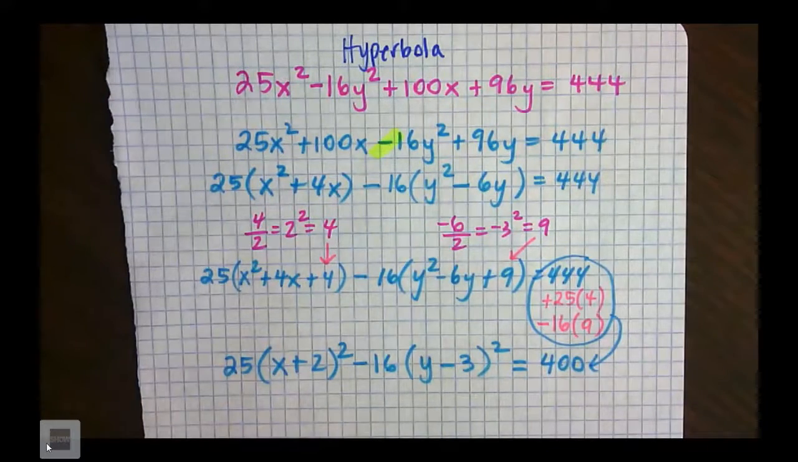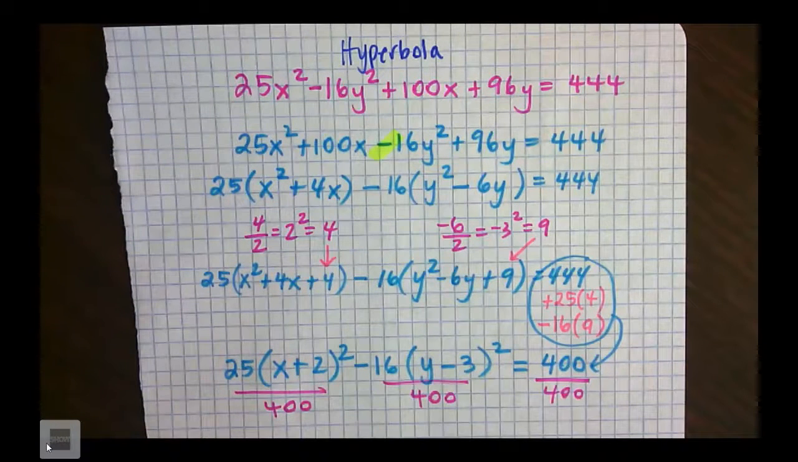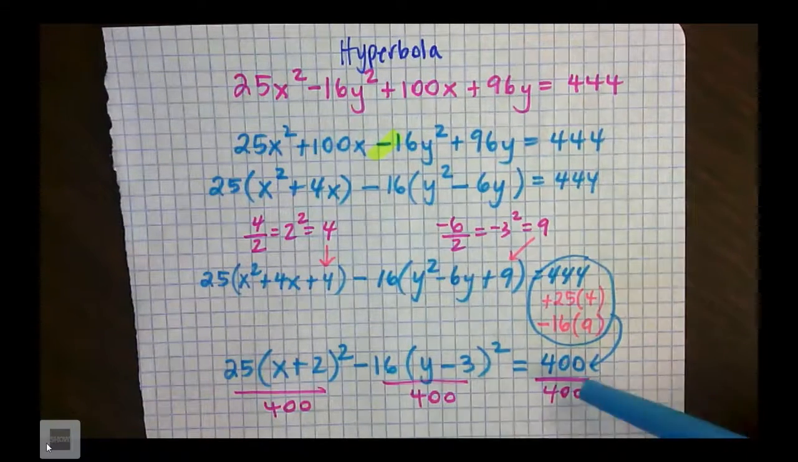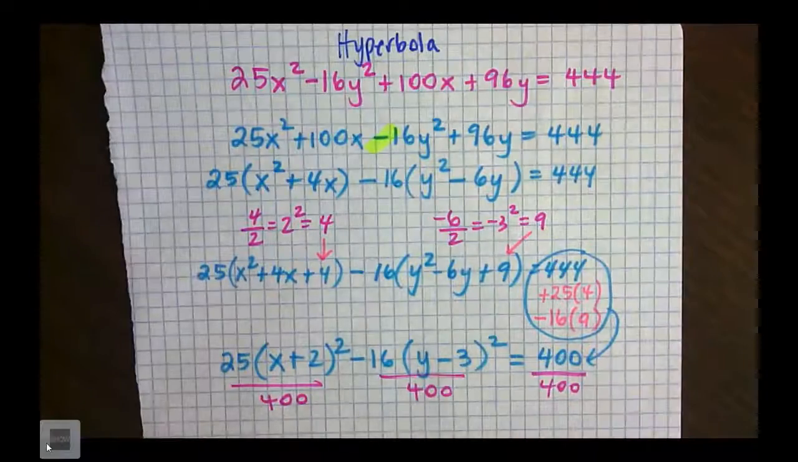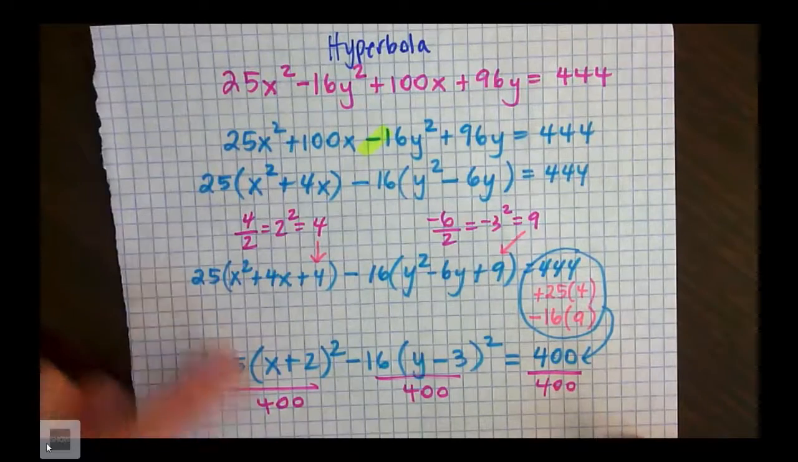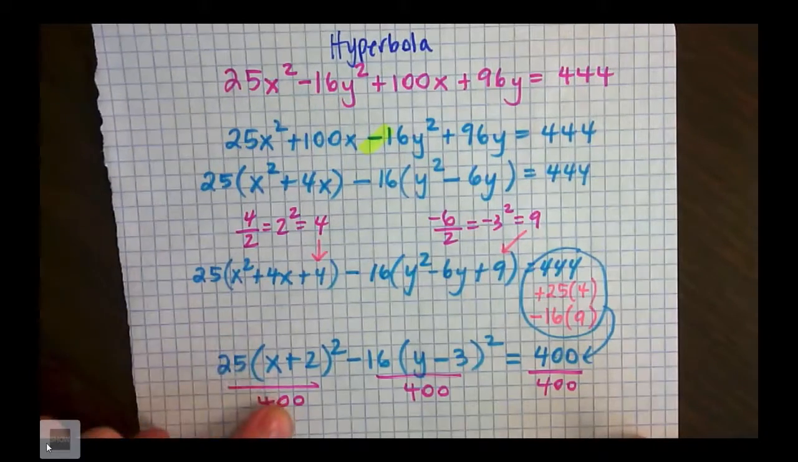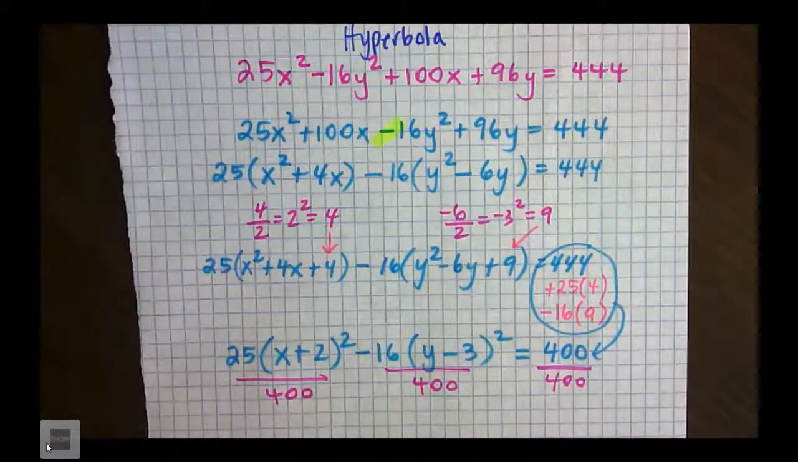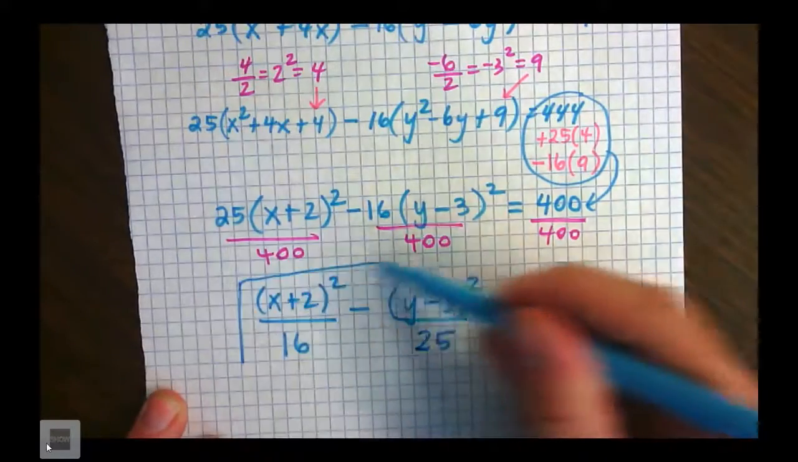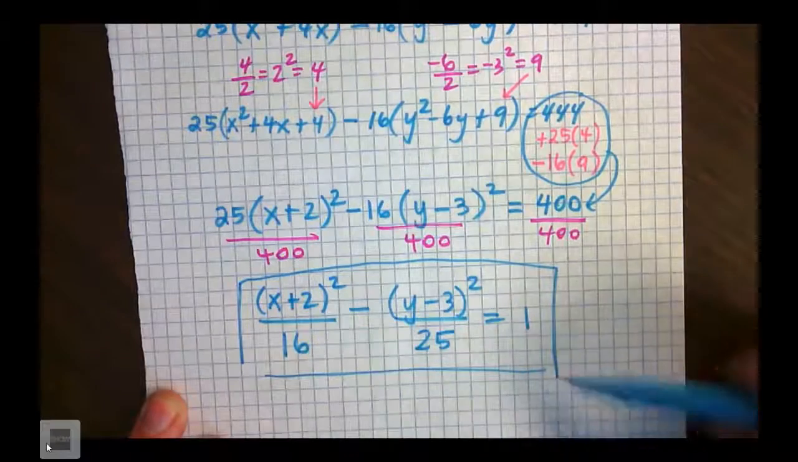But remember, I want it equal to a certain number. So to make it equal to 1, what I'm going to do is divide by that number by everything so that it's equal to 1. And when I do that, I want to simplify my fraction, 25 over 400, negative 16 over 400. And when I do that, we get the following. So here we are with our final answer.